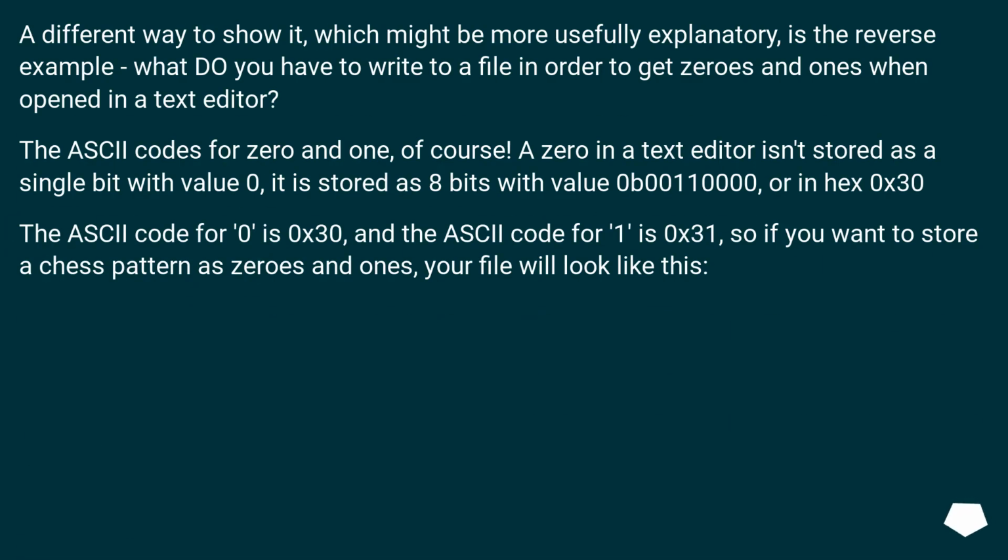A different way to show it, which might be more usefully explanatory, is the reverse example. What do you have to write to a file in order to get zeros and ones when opened in a text editor? The ASCII codes for 0 and 1, of course. A 0 in a text editor isn't stored as a single bit with value 0, it is stored as 8 bits with value 0b00110000, or in hex 0x30. The ASCII code for 0 is 0x30, and the ASCII code for 1 is 0x31, so if you want to store a chess pattern as zeros and ones, your file will look like this.